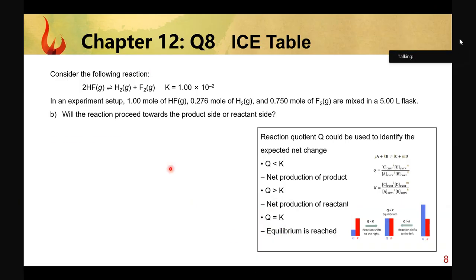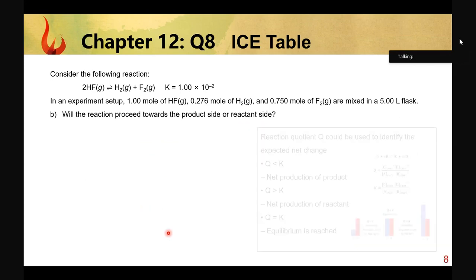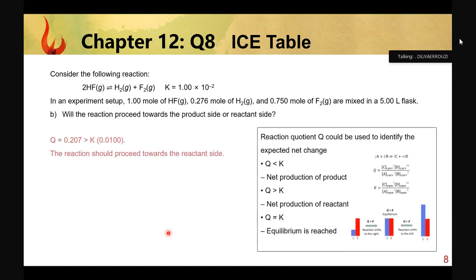So from the first question, we know our Q is 0.207. So we easily know that our Q is larger than the K, which is given. So the reaction will go towards the reactant side. It is larger, so it will go to the reactant side. It will produce the hydrogen fluoride.